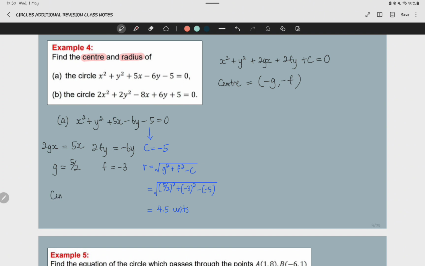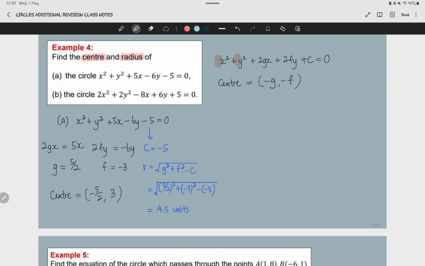So your center here would be negative 5/2, 3. Okay, this is your center, and your radius would be 4.5 units. Now the one thing that you must take note of is the coefficient. What is coefficient? Coefficient is the neighbour beside it.